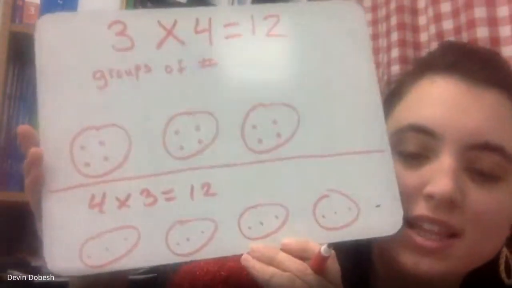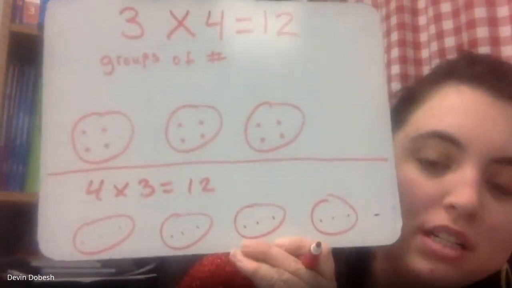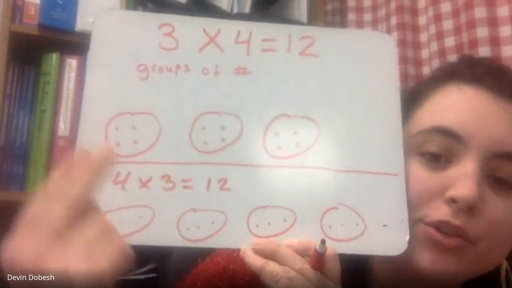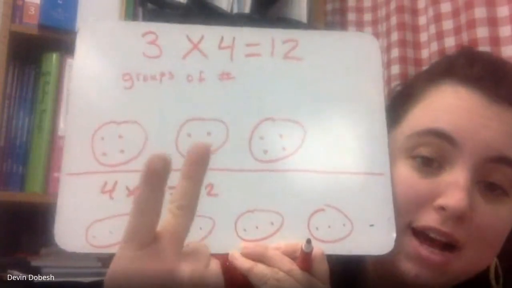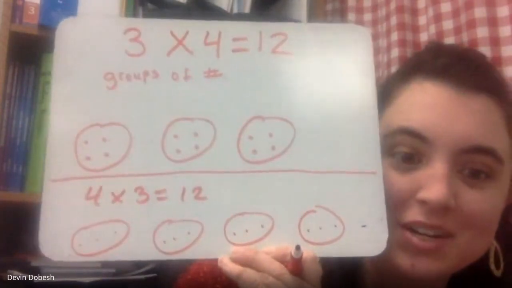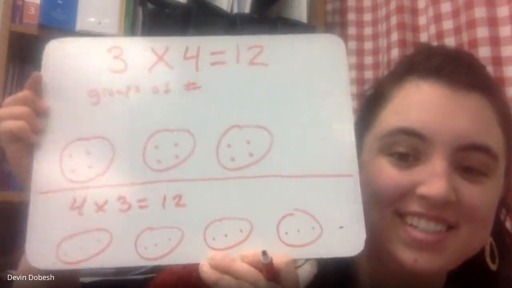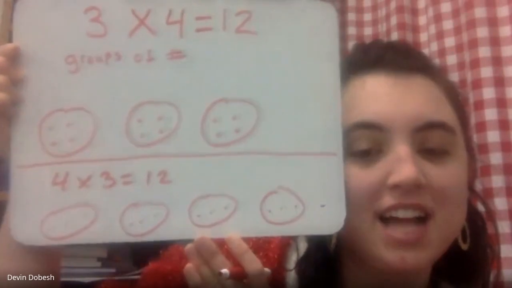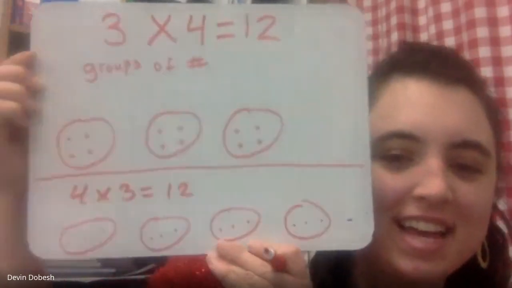So another big thing that we have learned is that when you have multiplication, it doesn't matter if you have 4 groups of 3 or 3 groups of 4, the answer is going to be 12. So it can be switched around just like when you're doing addition, how it can be switched around. Okay, so that was our first lesson in multiplication that we learned.